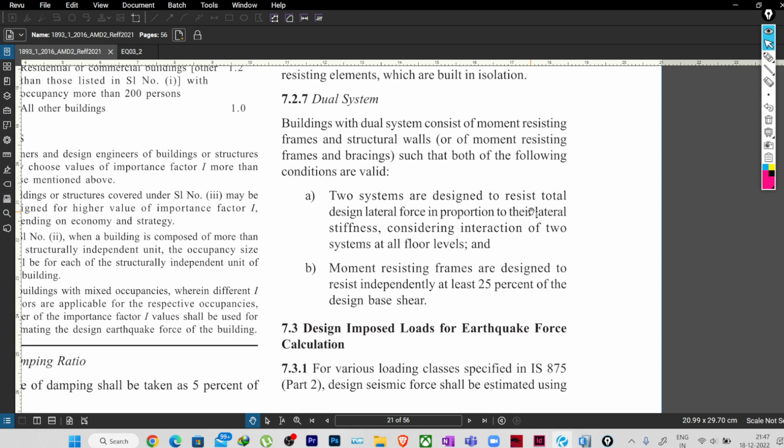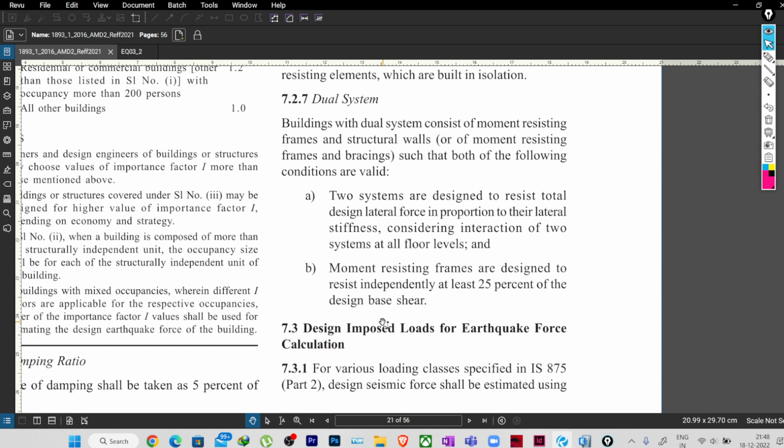Two systems are designed to resist the total design lateral force in proportion to their lateral stiffness, considering interaction of the two systems at all floor levels. So that means both the structural wall and the frame, that means the column and beam, need to be designed to resist the total base shear, or you can say the total forces that we are getting due to the seismic activity, and the proportion of force distribution in the systems, like the frame and the wall, will be in terms of their lateral stiffness.